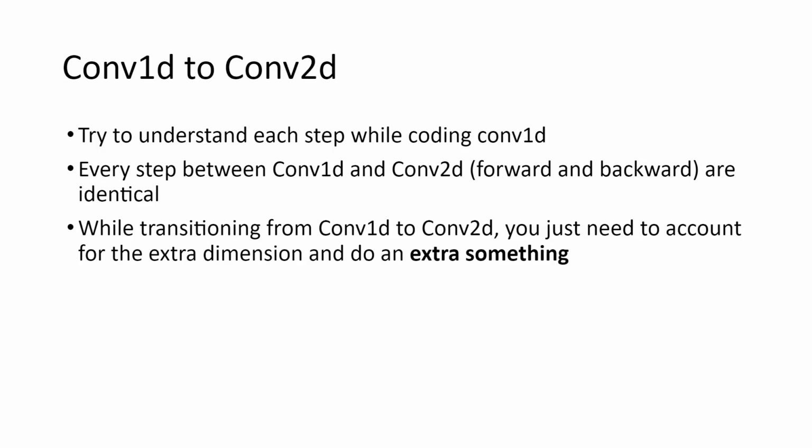So when you're transitioning from Conv1D to Conv2D, you would need to account for the extra dimension and probably do a little bit extra. That's also just to account for the extra dimension. So try to implement Conv1D with tensordot, understand it, and it would be easier to implement Conv2D then.